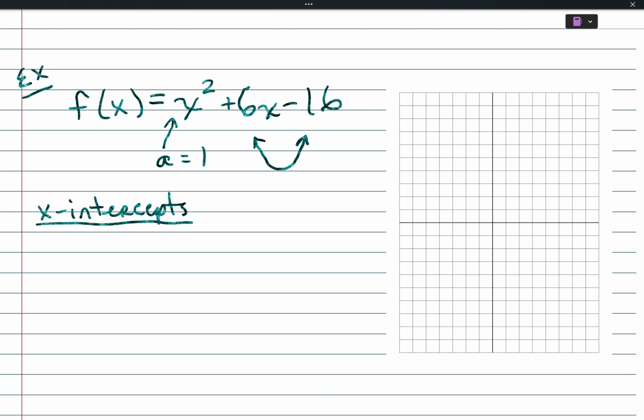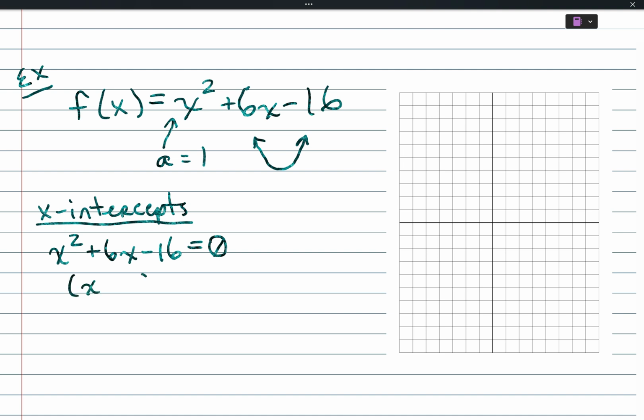Alright, so to figure out the x-intercepts, I'm going to take x squared plus 6x minus 16 and set it equal to 0, because I said that earlier, the x-intercepts are the zeros, meaning the answers. So for this one, I'm probably just going to go ahead and factor this. Again, if you don't want to factor, you could use completing the square method. If you didn't want to use that, you could go ahead and use the quadratic formula, which would also give you the zeros, or the answers, the x's.